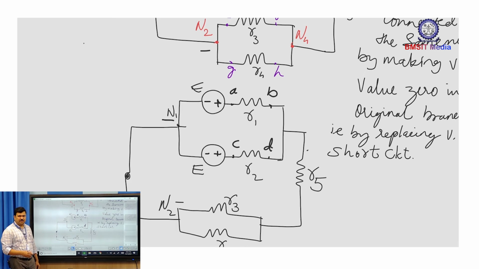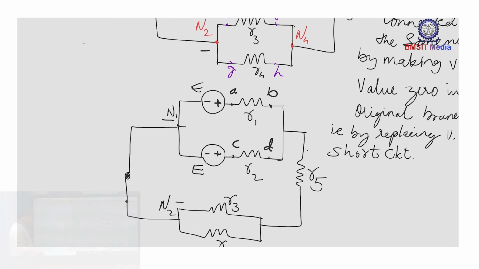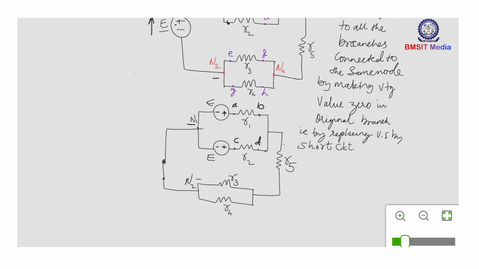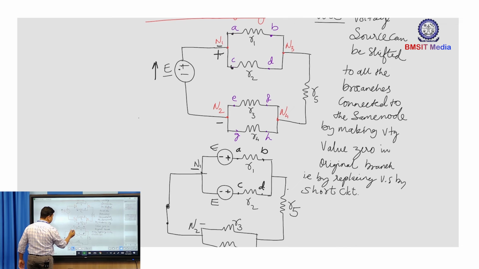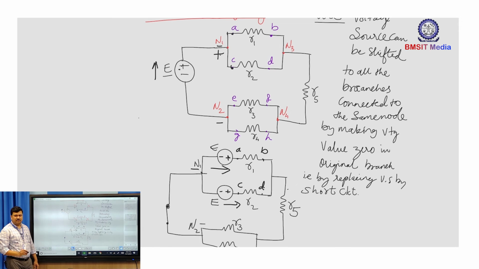If this care is taken, then it is said to be a successful shifting of the voltage source, the correct way of shifting a voltage source. And one thing you can also observe here is the direction of E. The direction of E is clockwise in both the branches. So even if you blindly shift this voltage source along its direction, it will do the work. But you should make sure that this voltage source is shifted into all the branches connected to that node.